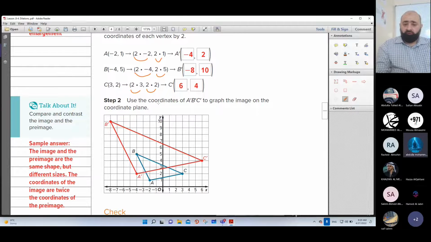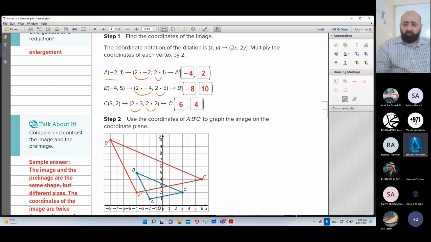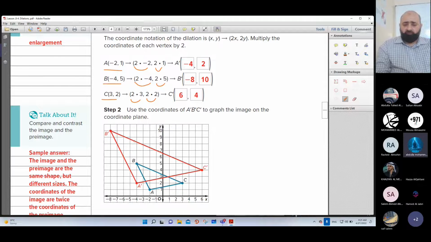Then use the coordinates of A prime, B prime, C prime to graph the image on the coordinate plane. We can use the points A, B, C to graph the pre-image. This is A, B, C. Then we can use the points A prime, B prime, C prime to graph the image. As you see, the image is greater than the pre-image. So this operation is an enlargement.